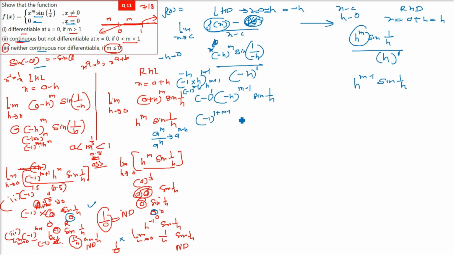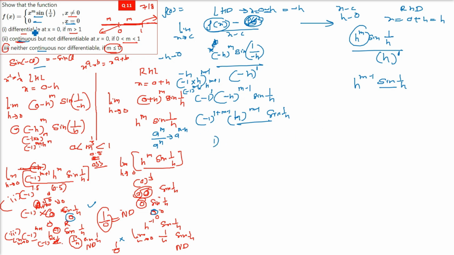It is minus 1 to the power m. Now the minus has vanished here, we have already taken it out. So h raised to the power m minus 1 sine 1 by h. So both the terms are equal now. Now we can discuss for any of the LHD and RHD.